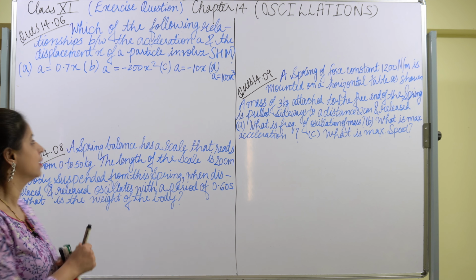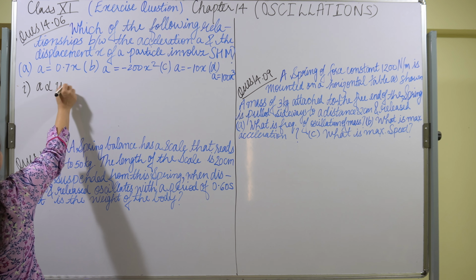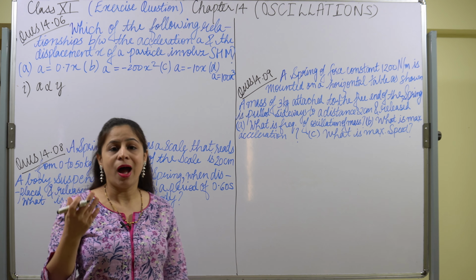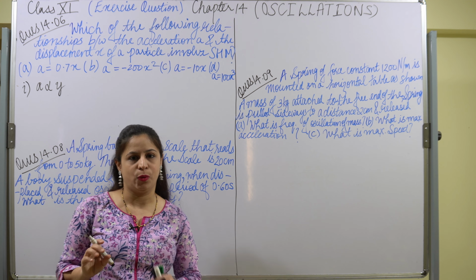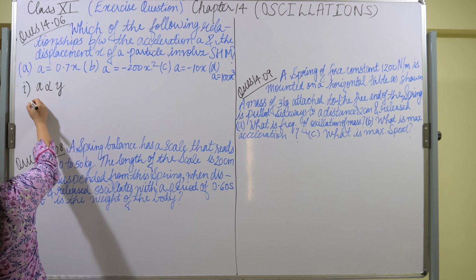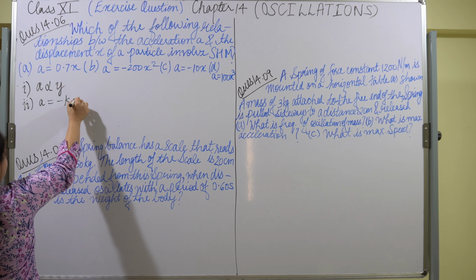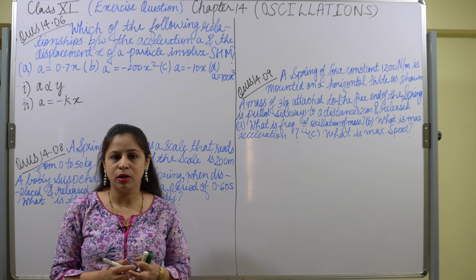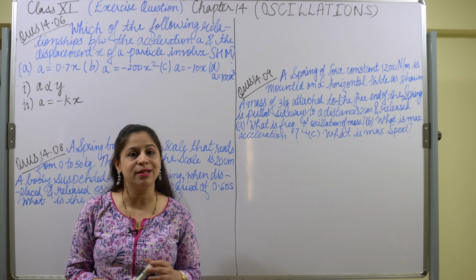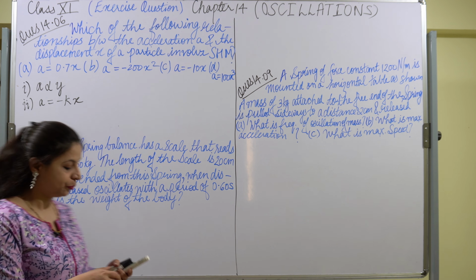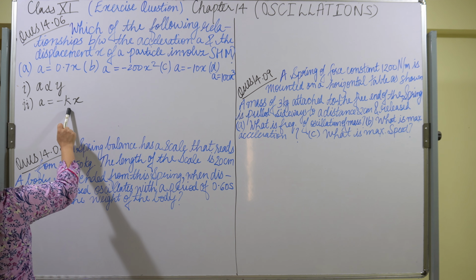The first thing is that acceleration is directly proportional to the displacement. Displacement can have any variable, y, x, z, but it should be directly proportional to it. Then the second thing is that acceleration is given by A equals minus Kx. It is always a restoring force, opposing the displacement. So a negative sign is placed over there. So acceleration is directly proportional to displacement, and acceleration equals minus Kx.